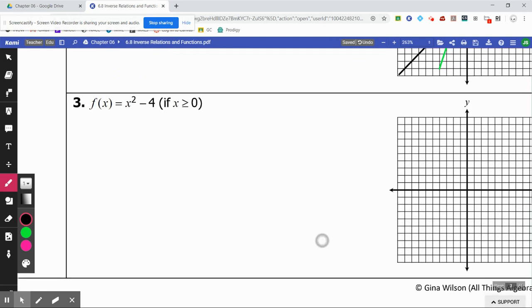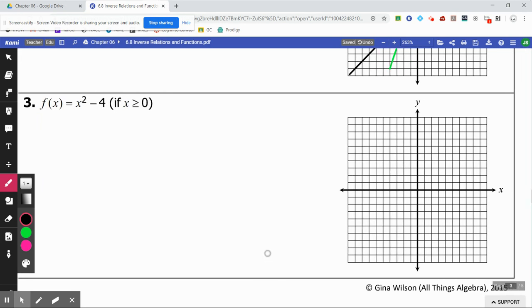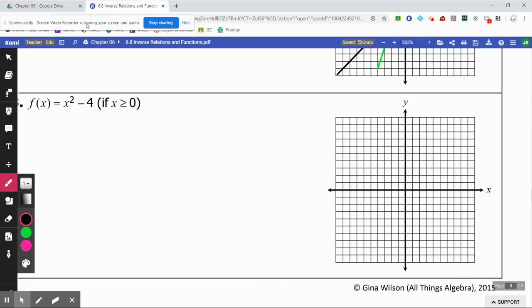The next one, let's go ahead and graph y equals x squared minus 4. Just to remind you, we're only going to plug in values to the right of 0. So we're not going to graph anywhere over here. We're only going to graph the right side of that graph. When you plug in 0, you get -4. When you plug in 1, you get -3. When you plug in 2, you get 0. When you plug in 3, you get 5. So this graph is going to look like this.